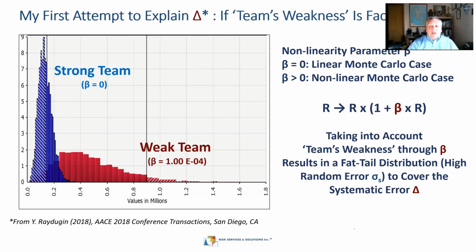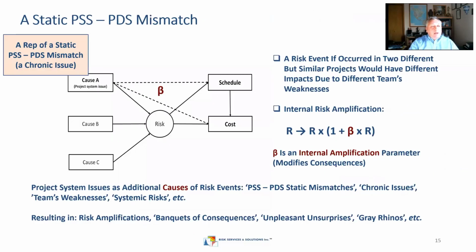And this modifier showed perfect results in comparison to the previous chart, when you have a sharp peak estimate, right? When beta is 0, basically it's a linear model. And then you have that fat tail curve, which corresponds to a weak team. But that was only the beginning, because we need to think about risk interactions as well, not just pooled interactions as here. But let's start with static PSS, PDS mismatch.